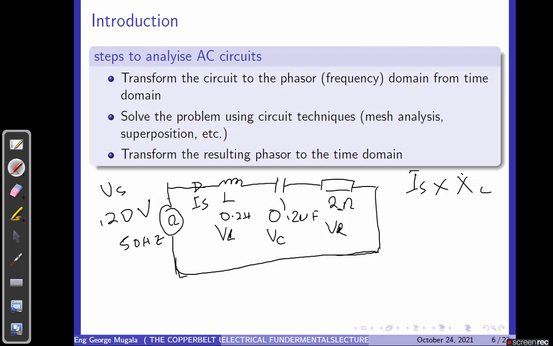Now, we did mention reactance last time in the previous video. We can also find the voltage across the capacitor, VC, which is equal to IS times XC.